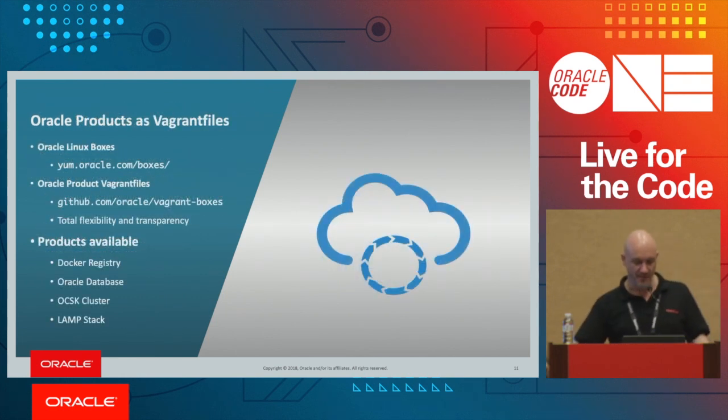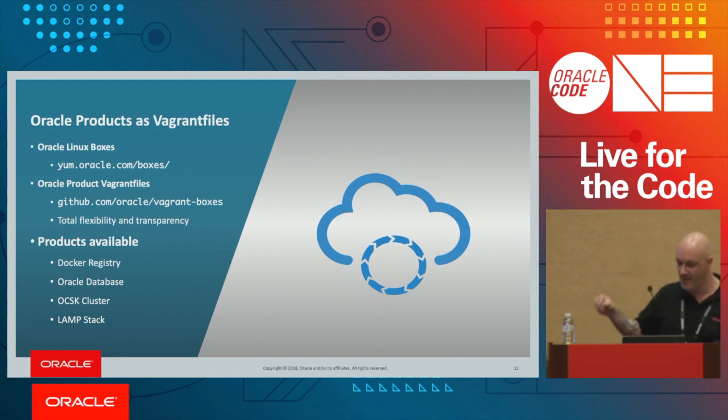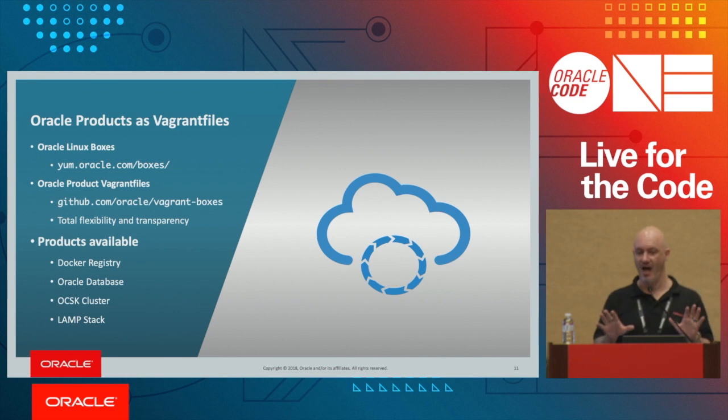So for example, we have been shipping Vagrant boxes for Oracle Linux for a while. We've been shipping Vagrant files for Oracle products. And I've actually got a demo that's going to come up almost right now, in fact. I'm not going to do it live. I have tried this before live. I'm actually going to, unfortunately, show you a recorded version of the demo, but I'll be talking live.